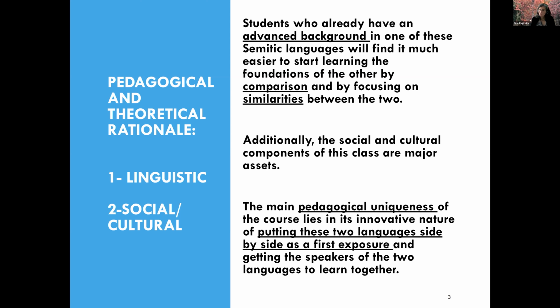Secondly, the social and cultural component of this course is a high and unique asset that has been put together. The main pedagogical uniqueness of the course lies in its innovative nature in two ways. First, we're putting these two languages side by side, as a first exposure to the other Semitic language. Secondly, we put the speakers of the two languages side by side in one classroom. This class started off in the pre-pandemic era, so our students were actually sitting side by side at one table when we started this class last year.